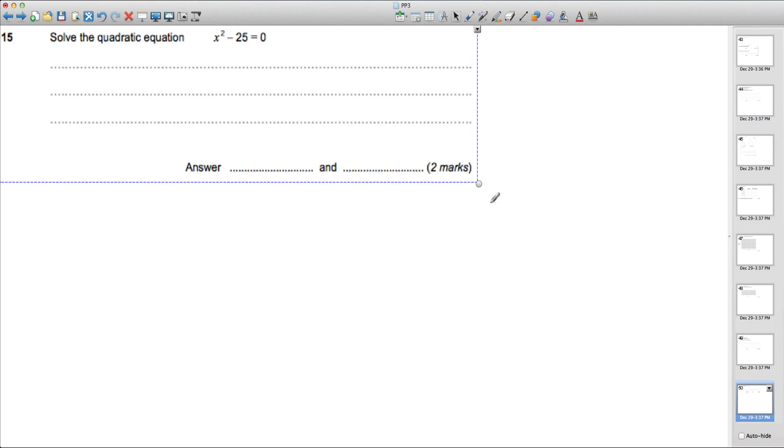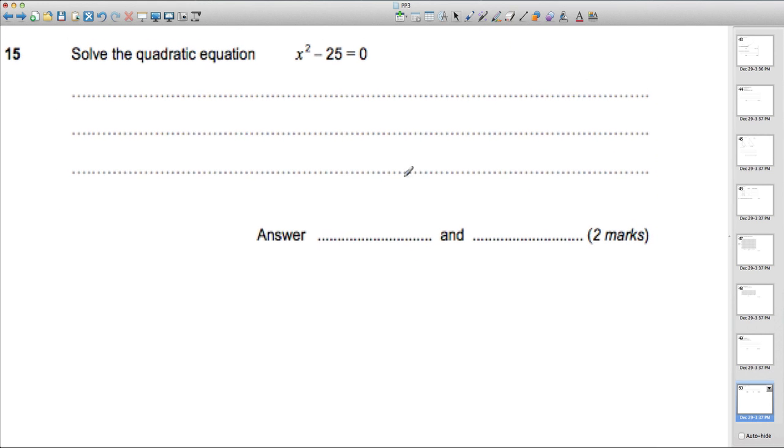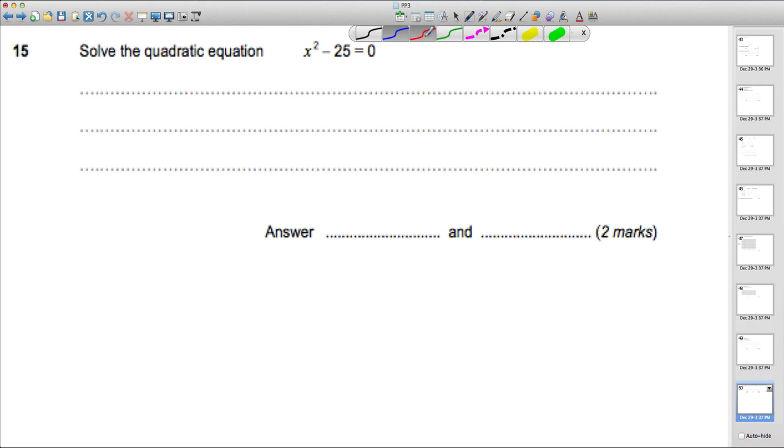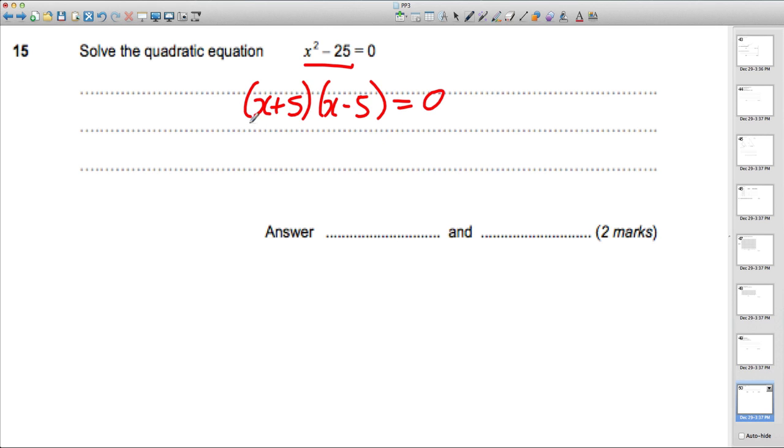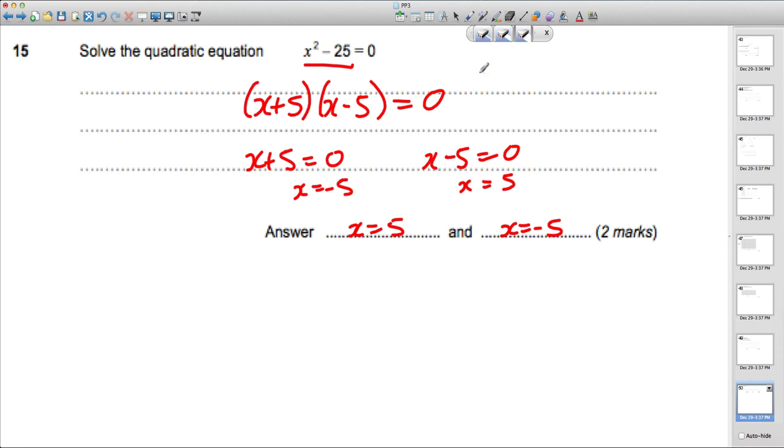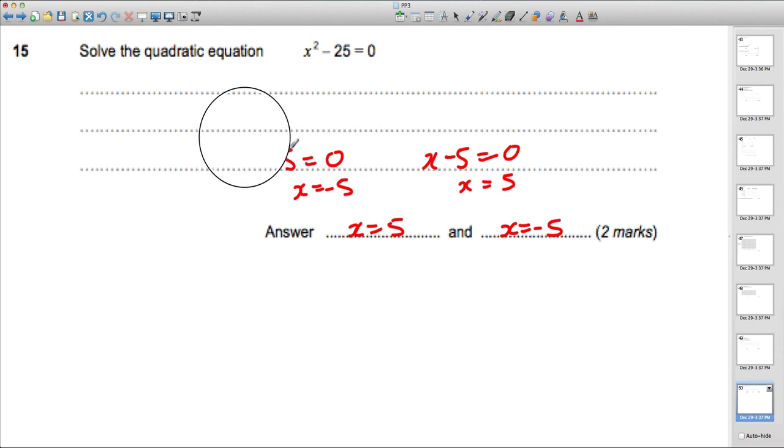Solve this quadratic equation. Now, a couple of ways to do it. One, you spot it's a difference of two squares. It factorises to x plus 5, x subtract 5 is equal to 0. Therefore, x plus 5 is 0, or x minus 5 is 0. So x is negative 5 or x is equal to 5. So x is 5 or x is negative 5, right? Quadratic, factorising, spotting a difference of two squares.